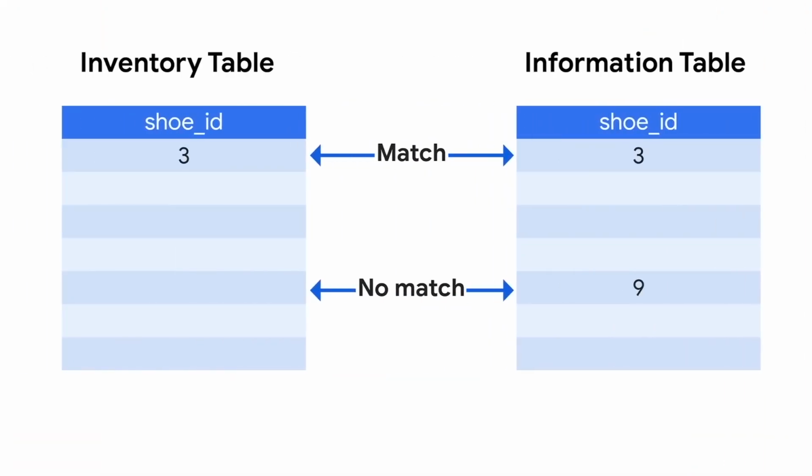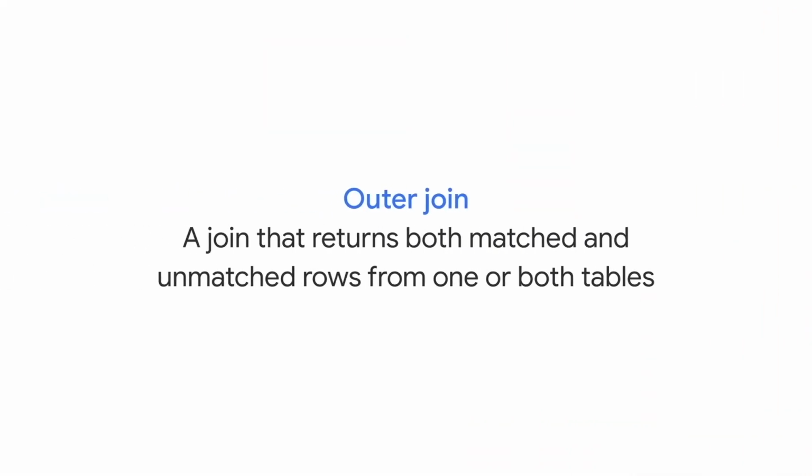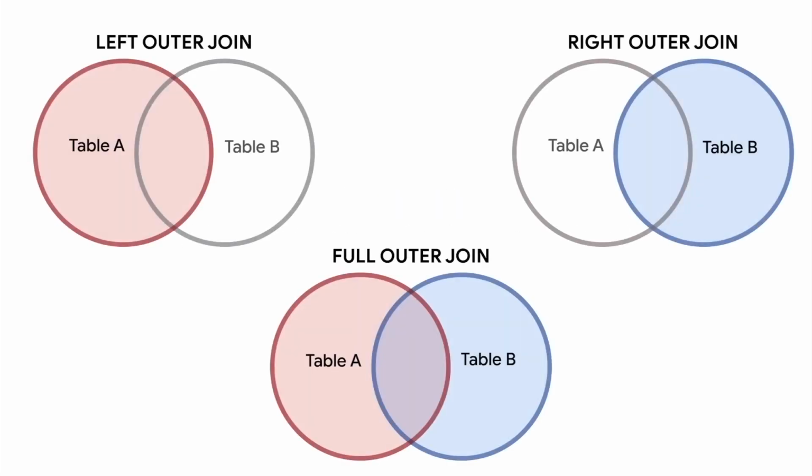Any rows that do not match are omitted from, or dropped from, the join results. For example, the row with shoe ID of 3 appears in both the inventory and information tables, so it's included in the join table. But the row with the shoe ID of 9 only appears in the information table, so it's dropped. To drop fewer rows and return more data, Kinji can use an outer join instead. An outer join returns both matched and unmatched rows from one or both tables. There's 3 types of outer joins.